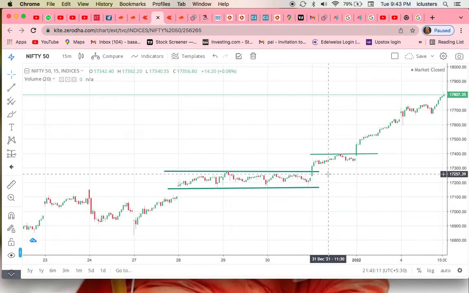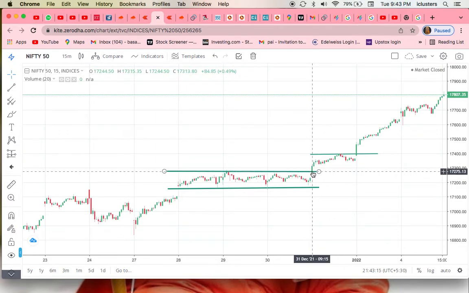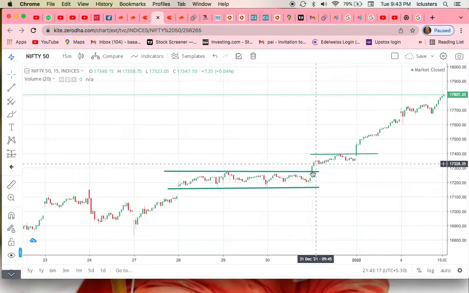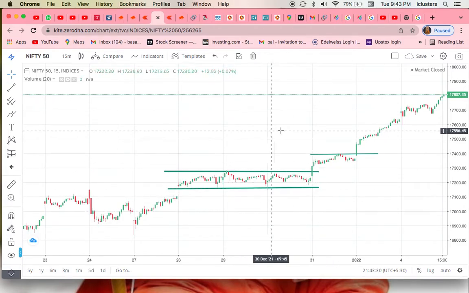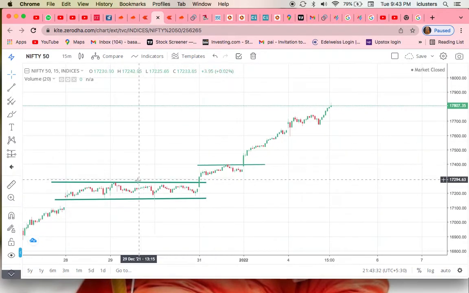Okay, and once this resistance area breaks upside, we want to go to the buying side, and if the trend line breaks downside, you want to go to the selling side. Or in Nifty and Bank Nifty, options and futures traders can go for put options. Okay, this is the basic trend line.